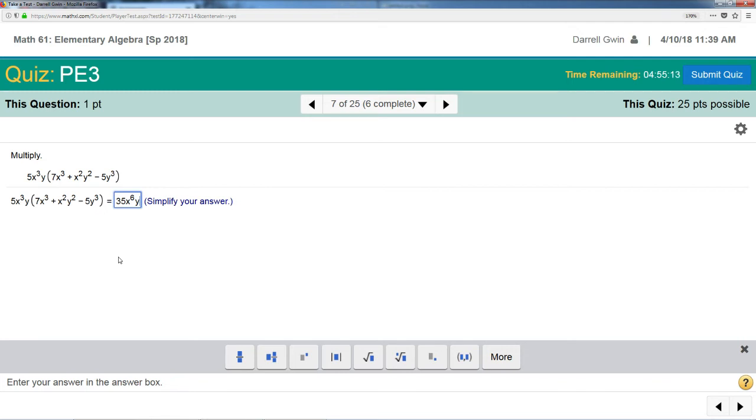Next one. Positive times positive is positive. 5 times 1 is 5. X cubed times x squared is x to the 5th. Y times y squared is y to the 3rd power. Positive times negative is not positive, it's a negative. 5 times negative 5 is negative 25. X cubed and y times y cubed is y to the 4.